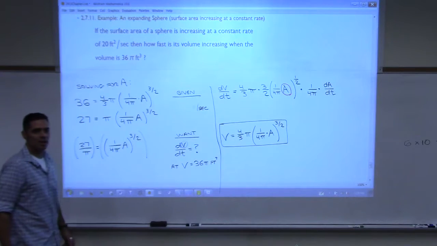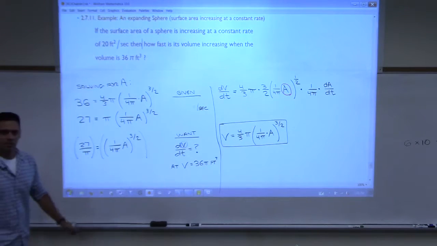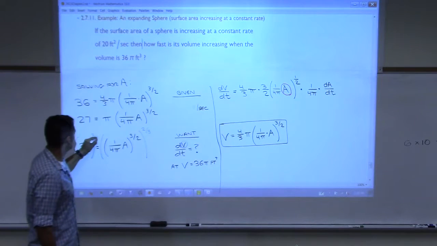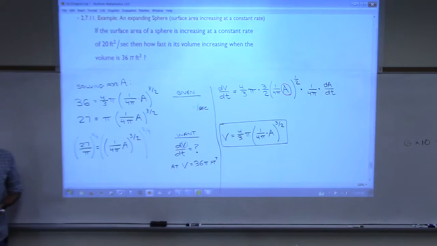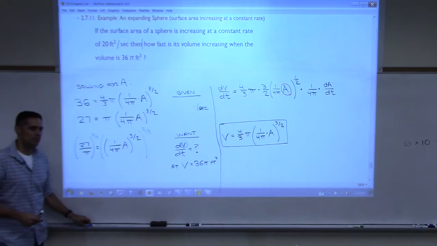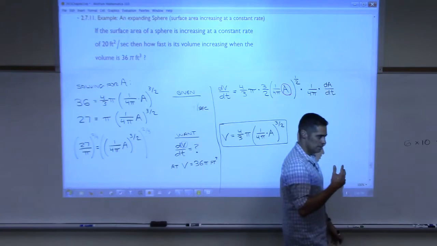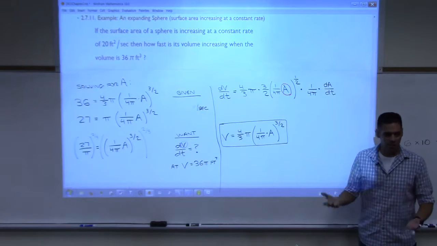Power. Anyone have an idea what power you should raise that to? 2/3. If I raise this to the 2/3 and I raise this to the 2/3, what happens? Multiply the two powers. What's 3/2 times 2/3? 1. 6/6, right? So that gives you a 1. And that whole thing to the 1 power is just that whole thing.